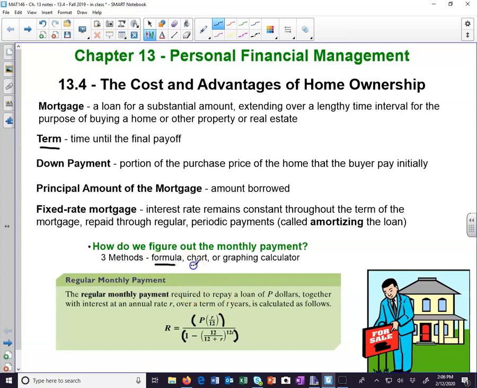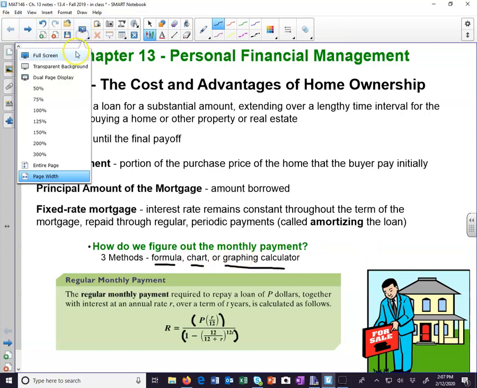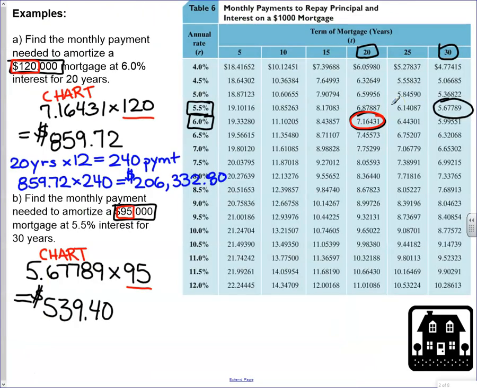The second method is fairly easy to do once we talk about how to use the chart, and that's probably what most of you will use, is just the chart. If you have a graphing calculator, we're going to see how we can use the TVM Solver for that. And so either of these two are good options. It just depends on if you have the graphing calculator or not. All right, so moving on to the next slide here.